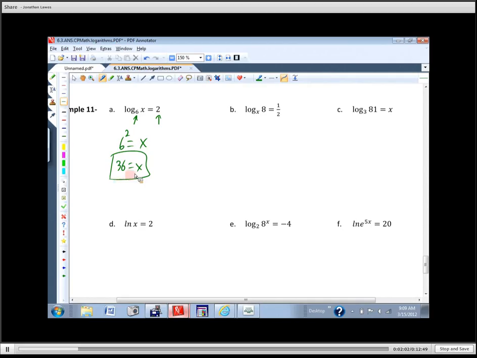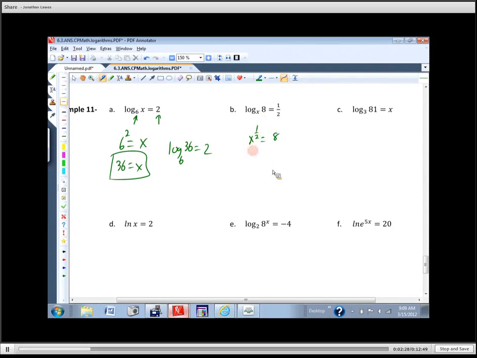Does this work? Let's just double check. Let's rewrite the equation with that in there. Log base 6 of 36. What exponent goes on 6 to make a 36? 2. So does it work? Got it. Okay? Let's take a look at this. Same type of thing. Here's the base. Here's the exponent. And there's the number that it should equal. So this is going to be x to the 1/2 equals 8.